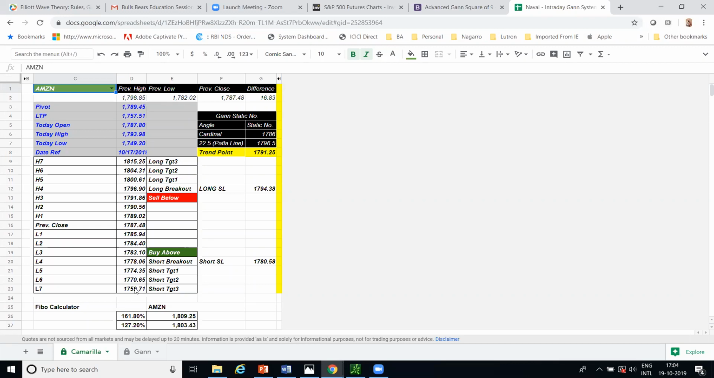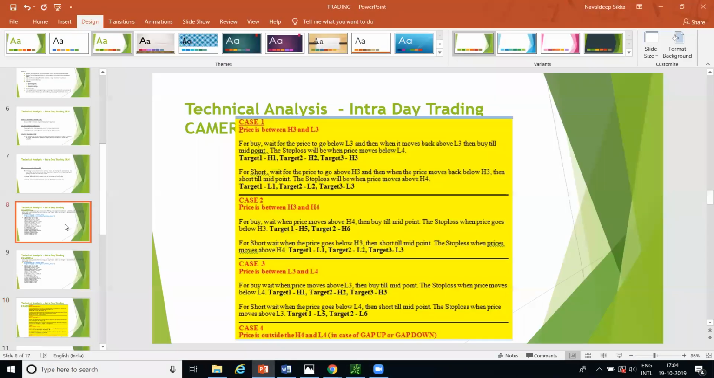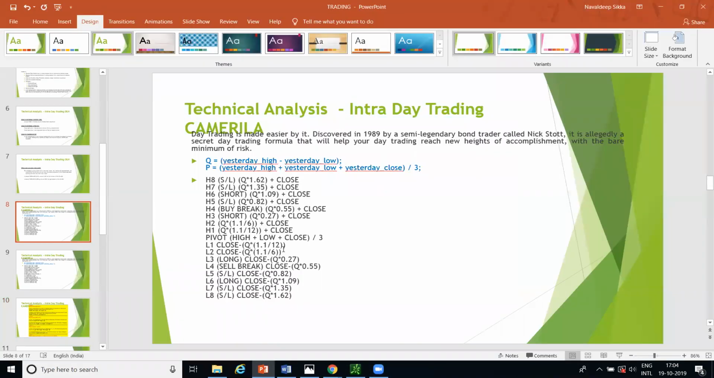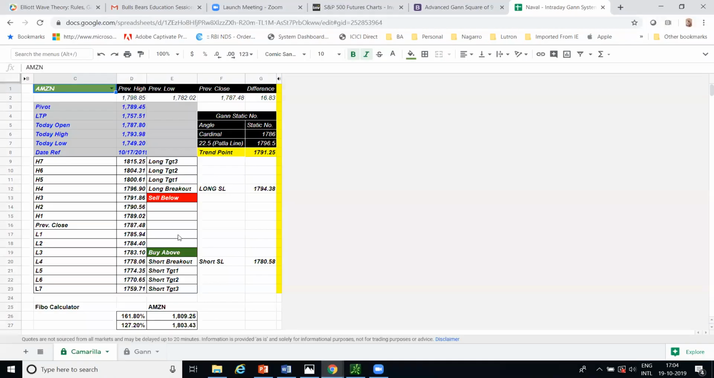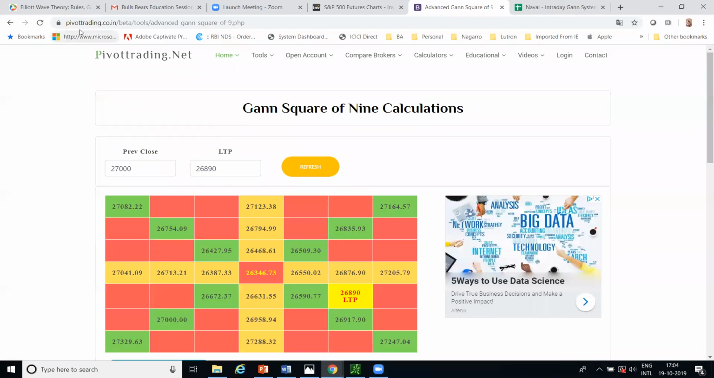Thank you. And all these formulas which I've entered here, you can use them. It will help you to make this sheet. And you will see all this information about the Gann static number. We do not have time to go through the Gann calculations, but I'll show you a link. This is a link from an Indian site, pivottrading.co.in. I'll add this to the presentation.